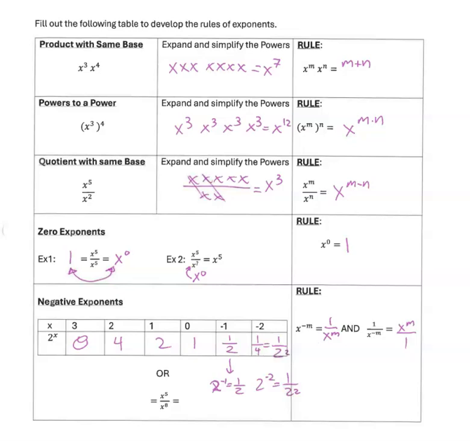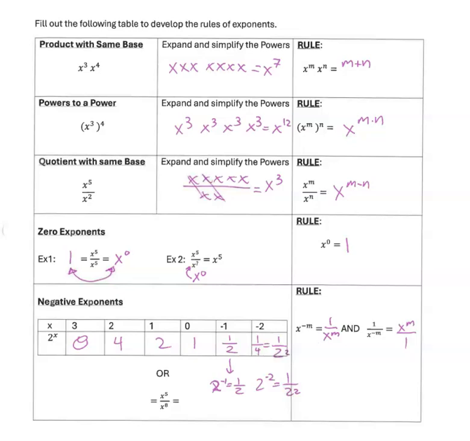The next one here was talking about negative exponents and what we do with them. So I had the little table, and I had 2 to the x, and I put in a 3, so 2 to the 3rd is 8, 2 to the 2nd is 4, 2 to the 1st is 2, and 2 to the 0 is 1.